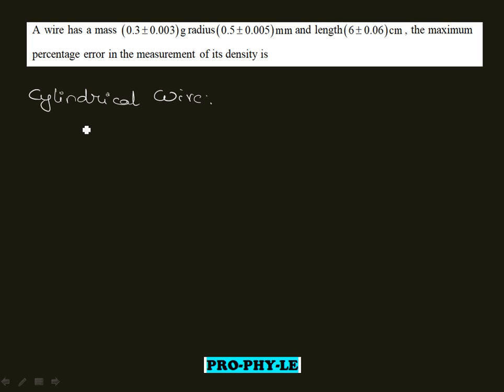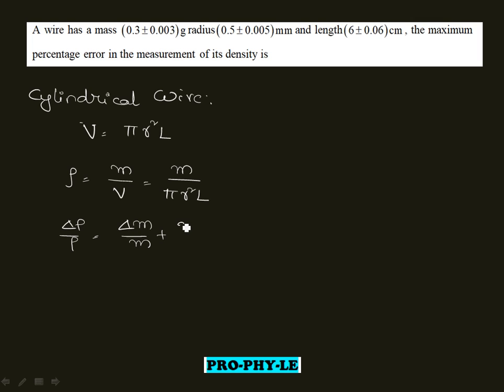For a cylindrical wire, the volume can be assumed as pi r square L, so the density will be mass per unit volume, that will be m by pi r square L, so that delta rho by rho will be delta m by m plus 2 into delta r by r plus delta L by L. As you are asked for percentage error, you have to multiply with 100%.